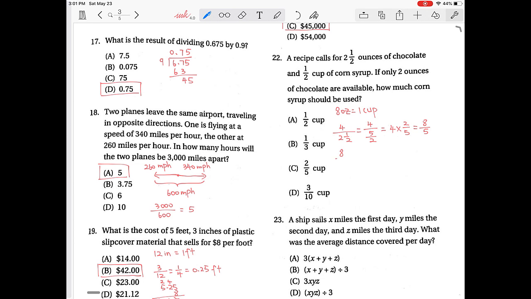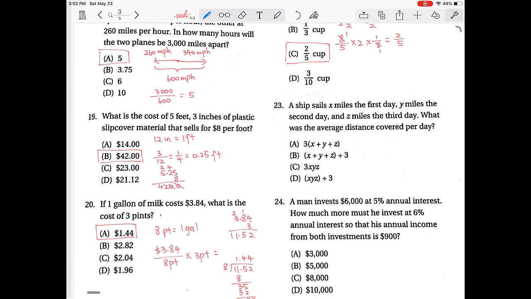We'll have 2 ounces of chocolate available, so 8 over 5 times 2. But the final answer we're looking for is in cups. And we know there are 8 ounces in a single cup. Simplify our answers. The 8's go away, and we end with 2 over 5 cup. And that is option Charlie.